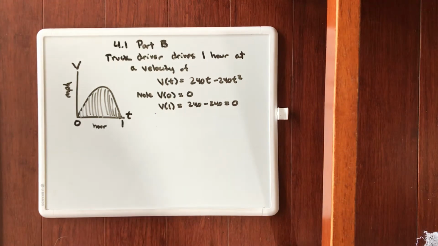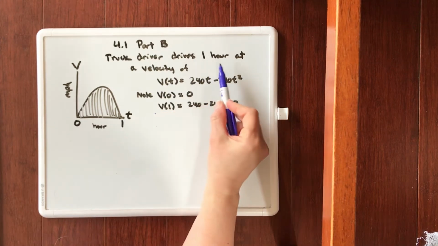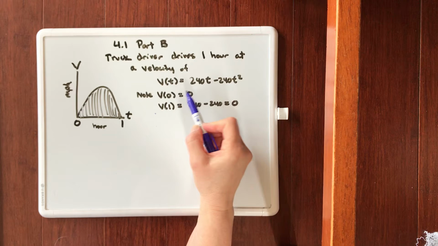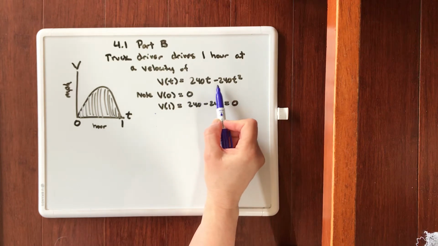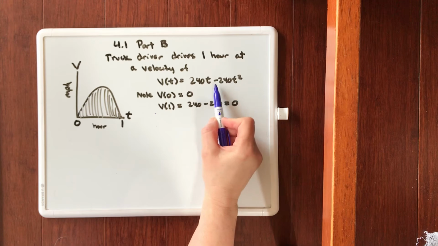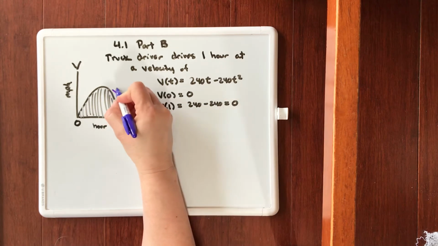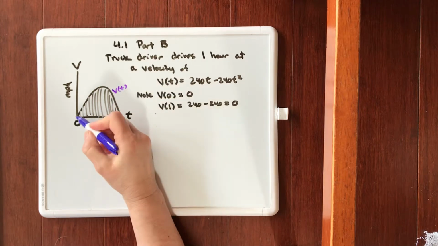We're going to look at a different example where the truck driver drives 1 hour at a velocity of v of t equals 240t minus 240t squared. Notice this is a parabola, faces down, and that's what this is right here. This is v of t, this line right here.